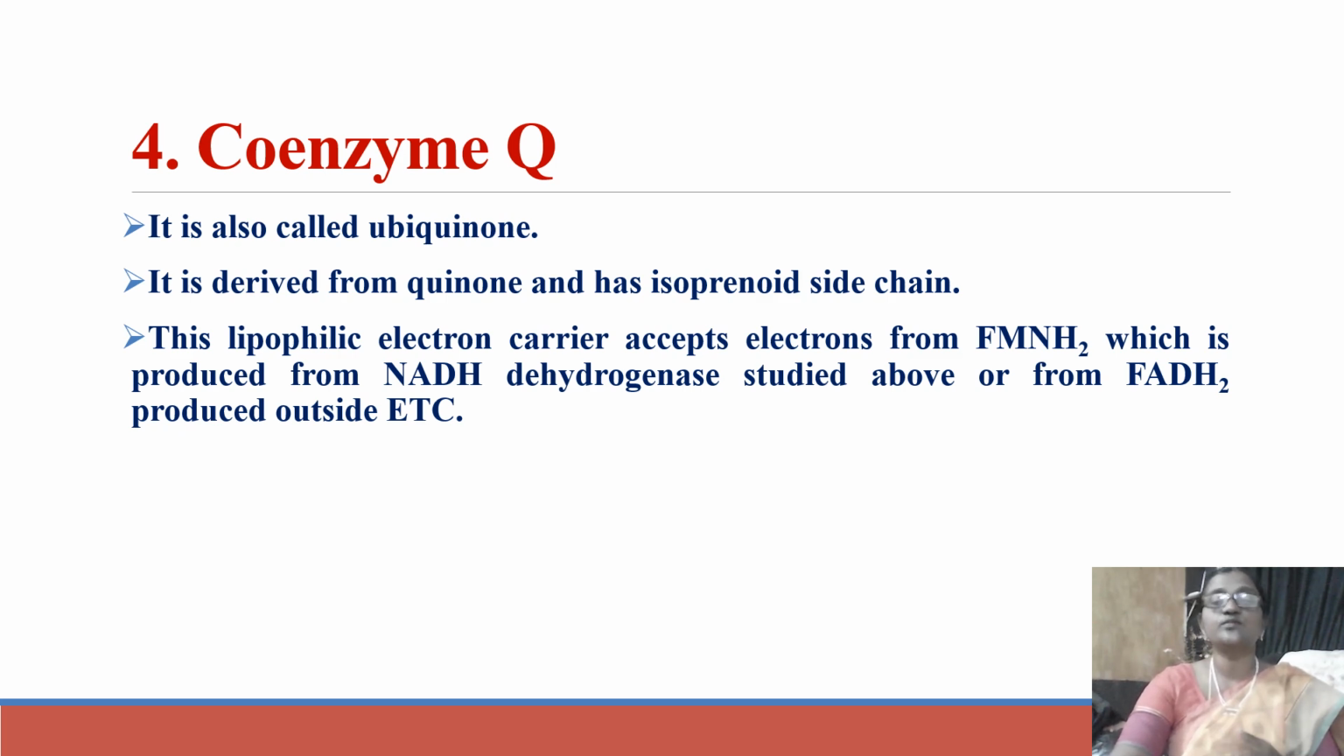Coming to coenzyme Q, it's also called ubiquinone. It is derived from quinone and it has an isoprenoid side chain. This is a lipophilic electron carrier and it accepts electrons from FMNH2, which is produced from NADH dehydrogenase, which we studied previously, or it can also accept electrons from FADH2, which is produced outside of the electron transport chain. FMNH2 is a part of this, while FADH2 is produced outside it. So coenzyme Q can accept electrons from anywhere.